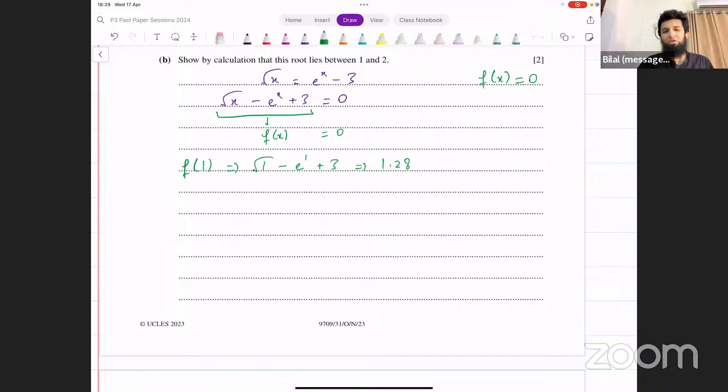Now, the actual value does not matter. What matters is that it's a positive value. And then you input x equal to 2 and see what that gives us. Under root 2 minus e raised to power 2 plus 3. That is minus 2.97. This is negative.